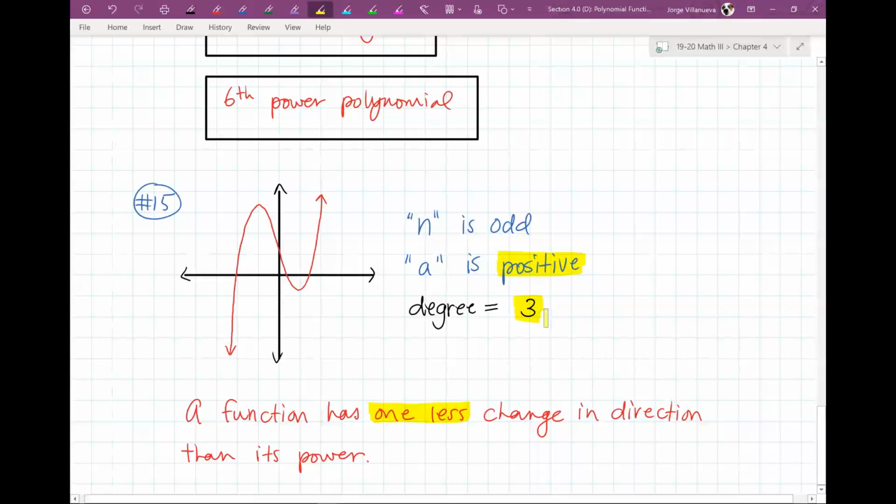How many changes in direction for number 16? See, it's going down, then up, then down, then up, then down. How many times did it change direction? For number 16? So down, then up, that's 1. Then down, that's 2. Right? Let me try to draw it so you guys can see it.